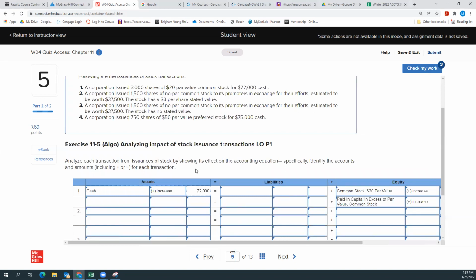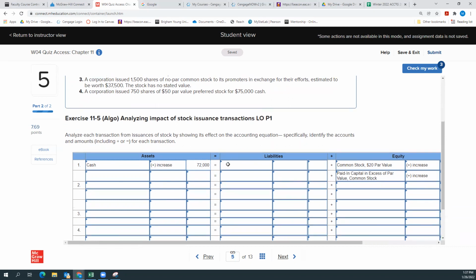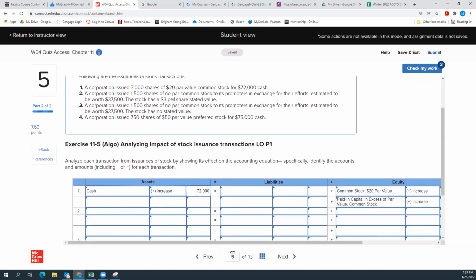There's our first one. Number 2 says a corporation issues 1,500 shares of no par common stock to its promoters in exchange for their efforts, estimated to be worth $37,500. The stock has a $3 per share stated value. So again, here we're not getting cash. Instead, we're exchanging the stock for what looks like promotion or advertising expense.